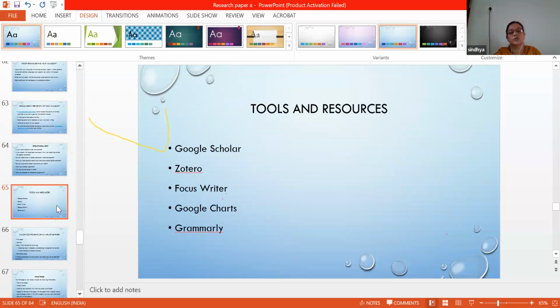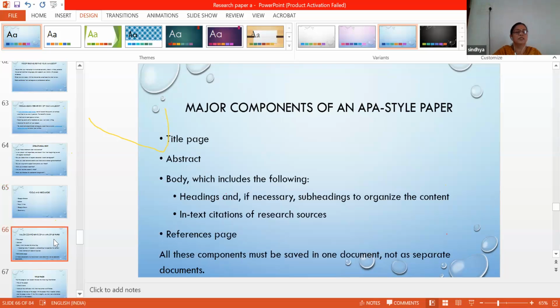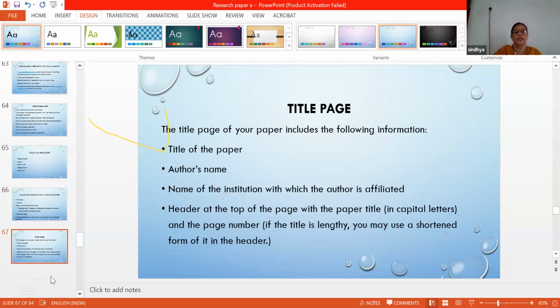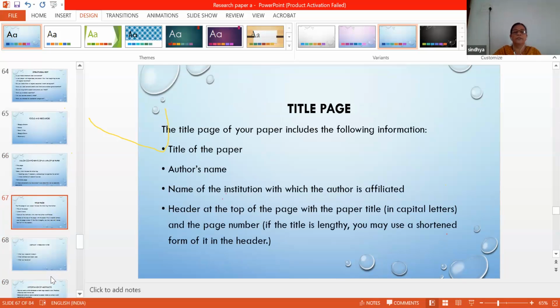Then the tools and resources you can use are Google Scholar, Terra Focus Writer, Google Charts, Grammarly. All these can be used for checking the authenticity or the quality of your paper. Then the major components: title page, abstract, body, reference page, and the title of the paper. The title page should consist of the title of the paper, the author's name, and the name of the institution.